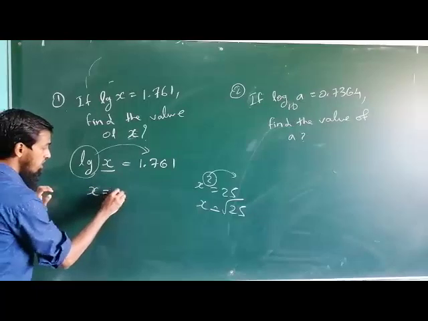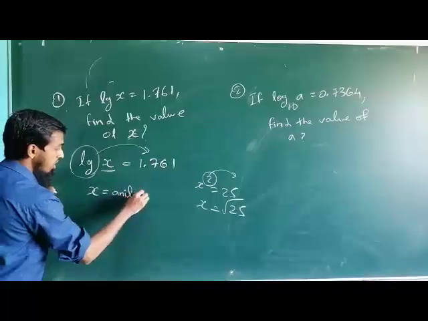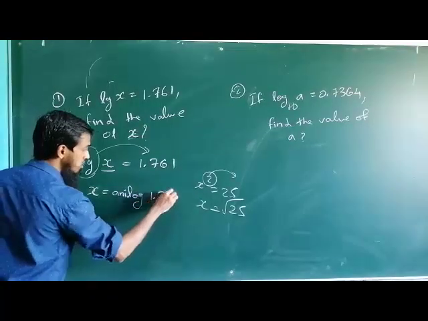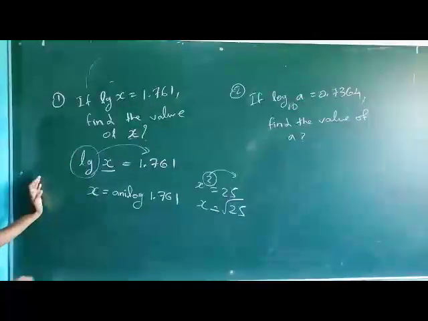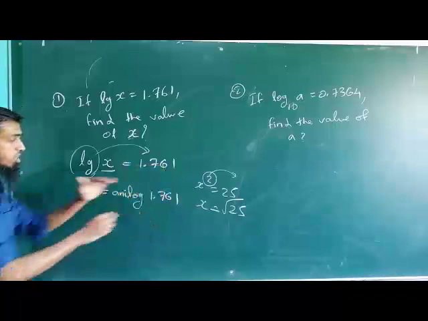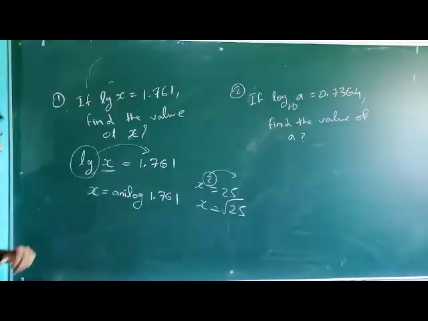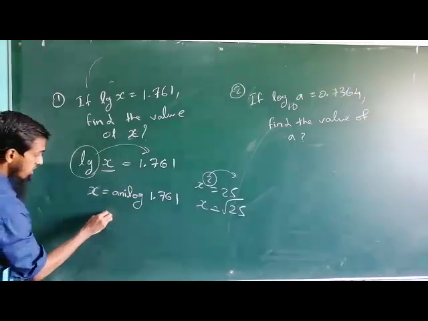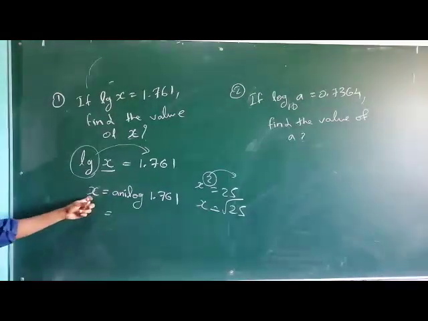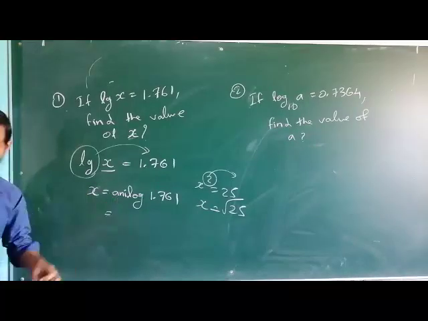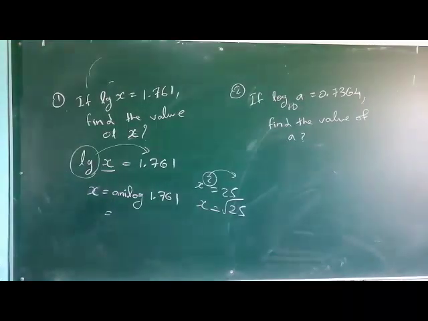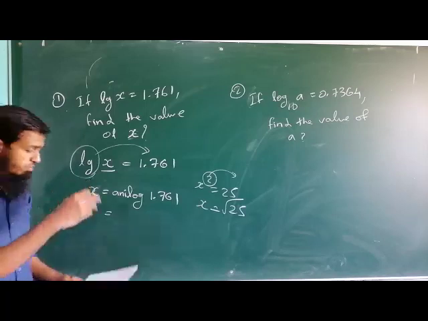So x equals anti-log 1.761, like the square root. If you change the logarithm to the other part of the equation, it will change to anti-log 1.761. So now the value of x comes from the anti-logarithm of the given number. That is a simple step we have done before.